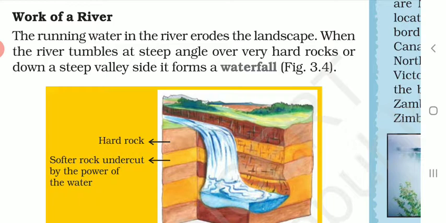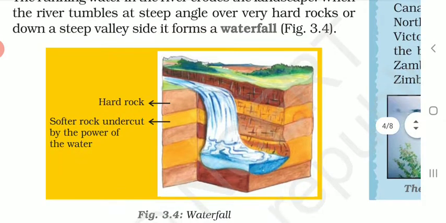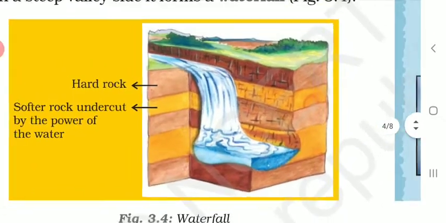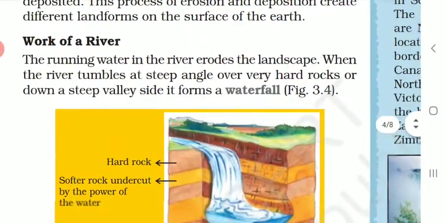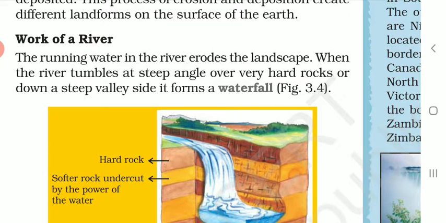Work of a river. The running water in the river erodes the landscape when the river tumbles at a steep angle over very hard rocks or down a steep valley side. It forms a waterfall. So here the picture of the waterfall is shown. Now how is the waterfall forming? The waterfall is normally forming when the river erodes the landscape, when the running water in the river erodes the landscape.